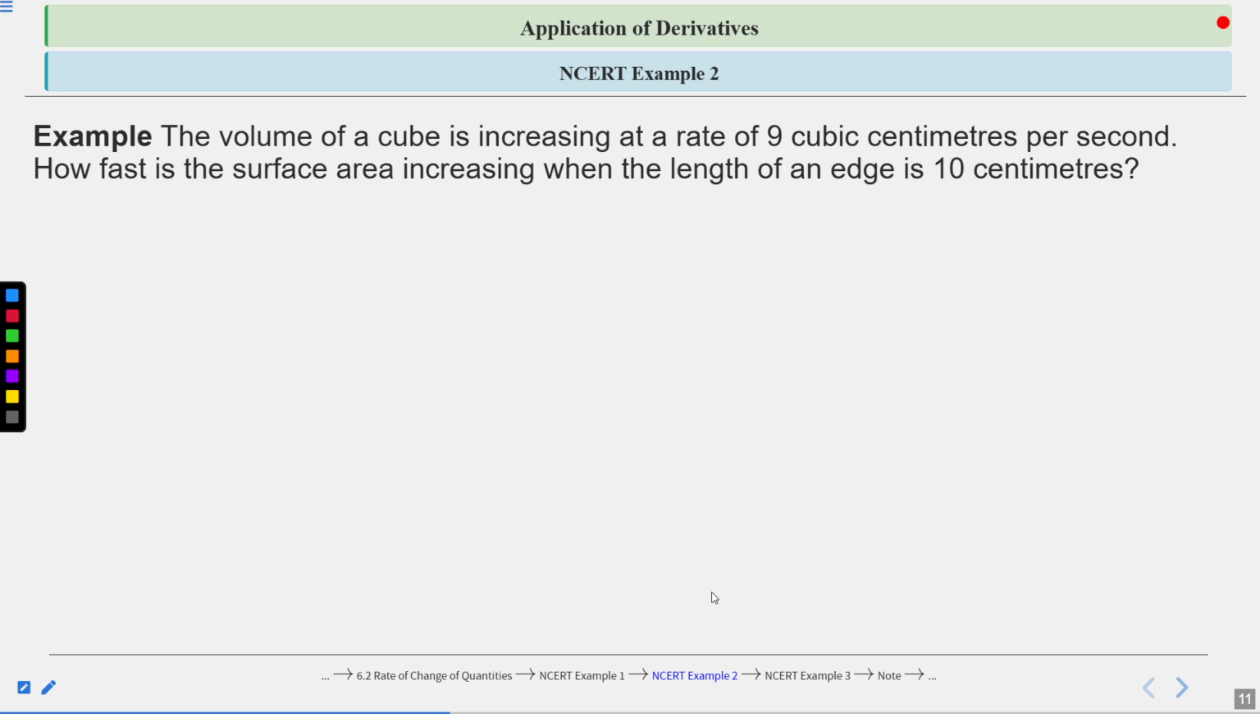NCERT example 2. The volume of a cube is increasing at a rate of 9 cubic centimeters per second. How fast is the surface area increasing when the length of an edge is 10 centimeters? So we need to find how fast the surface area is increasing when the length of an edge is 10 centimeters. So how can we find this?